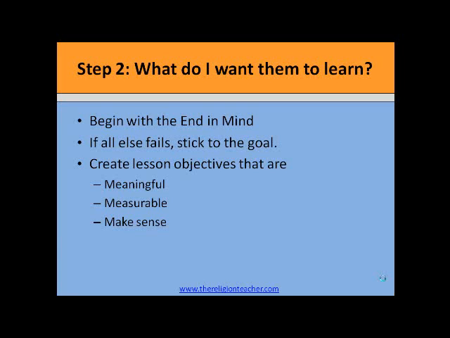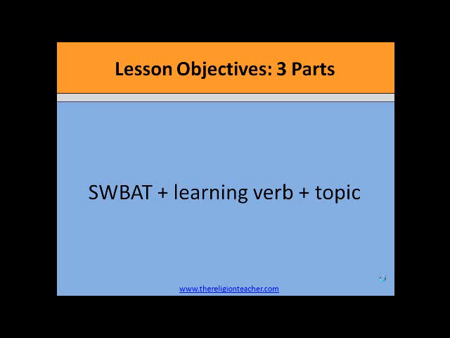And just to give you 3 M's to think about when you're creating lesson objectives: make sure that they're meaningful, that they're measurable, and that they make sense to the kids. The 3 parts of lesson objectives include the first, SWIBAT, or students will be able to, followed by a learning verb, and this is a verb that's measurable, and then some sort of topic, the topic of the lesson plan.